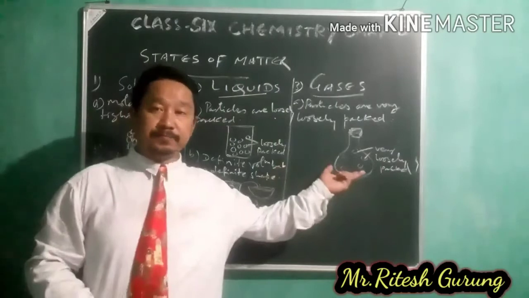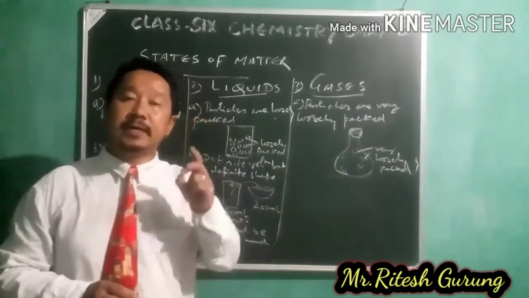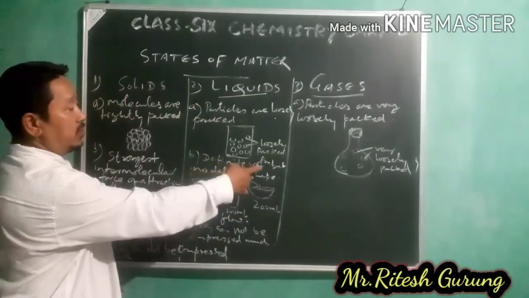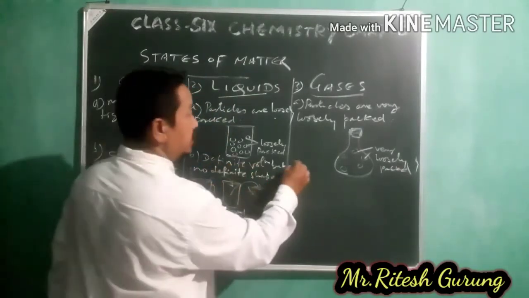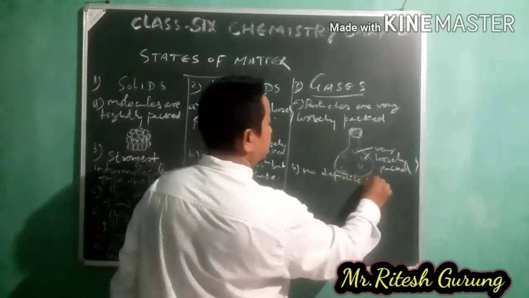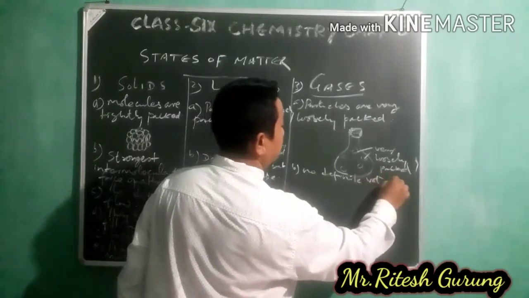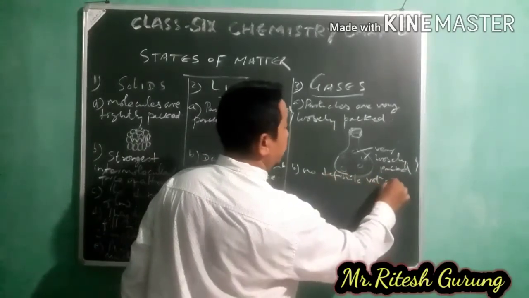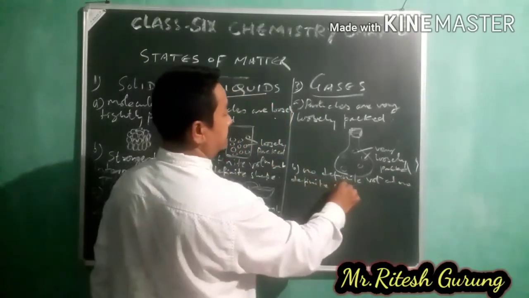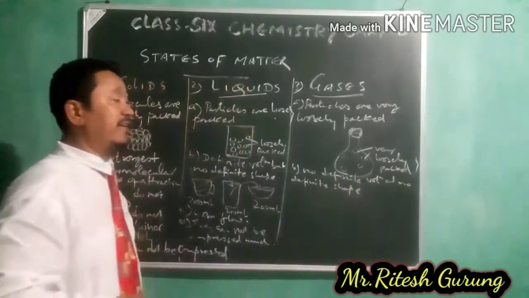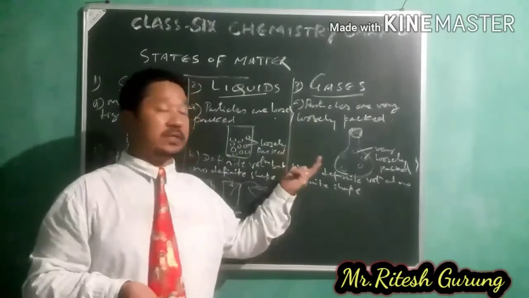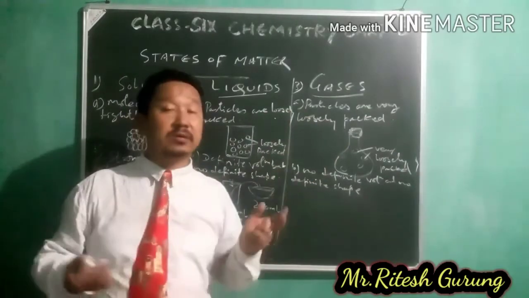So they have neither a fixed volume nor a fixed shape. Liquids have a definite volume but no definite shape, while here there is no definite volume and no definite shape in the case of gases. Why? Because the molecules or particles are very loosely packed in this case.